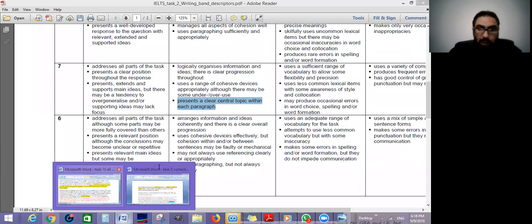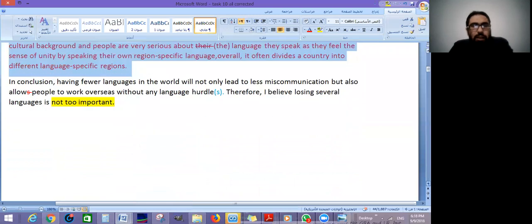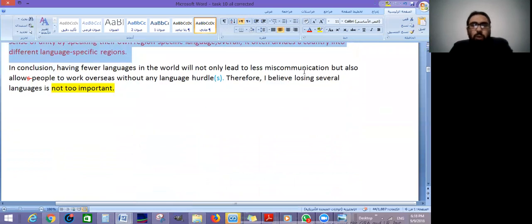Okay, so that's that. I think we have a few things that we really need to sort out there. In conclusion, having fewer languages in the world not only leads to less communication, but also allow people to work overseas without any language hurdles. Therefore, I believe losing several languages is not too important.